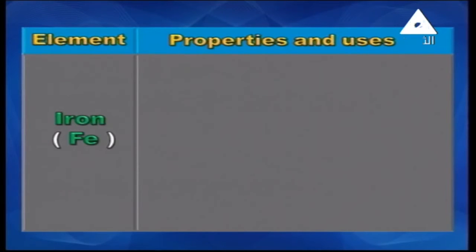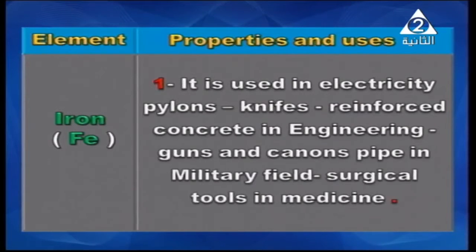As shown on the screen, the next element, which is iron, is used in electricity pylons, knives, reinforced concrete, in engineering, and guns and cannons, pipes, and in military applications, we use guns and cannons, and in medical applications, we use iron in surgical tools.